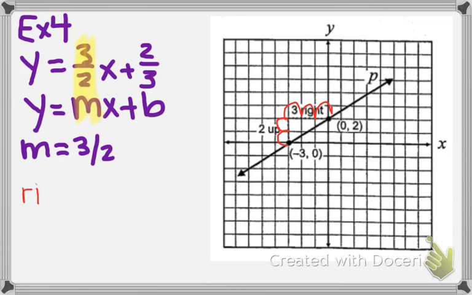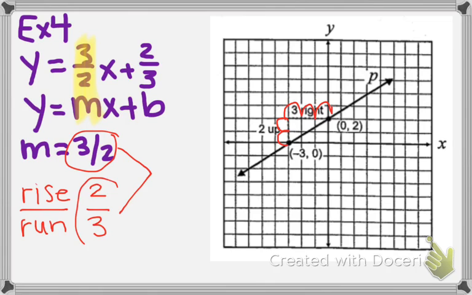So rise 2, run 3. Is the slope of the line on the graph the same as the slope of the line in the problem? 3/2, 2/3. No, it is not. So the lines cannot be parallel.